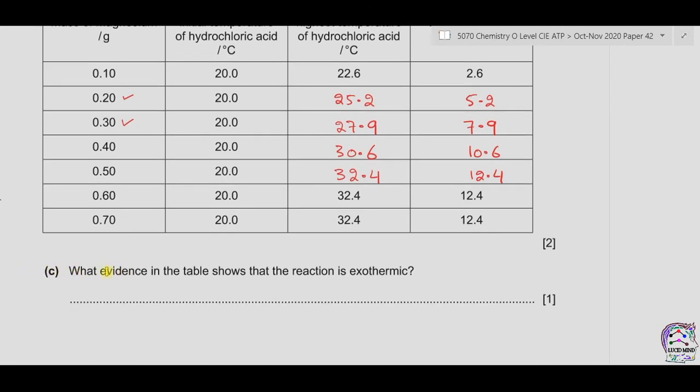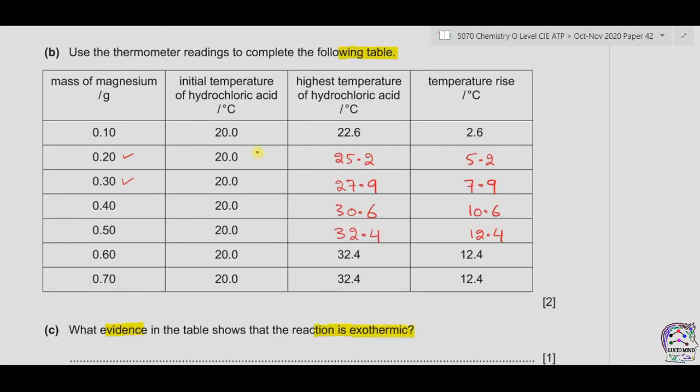Part C. What evidence in the table shows that the reaction is exothermic? As we can see that for all the experiments, the temperature has risen from the initial temperature. So it means that energy is released, and therefore the reaction is exothermic. So we can write the evidence from the table is that the temperature rises.